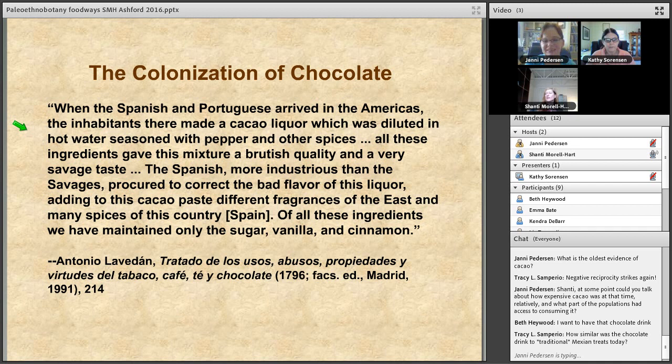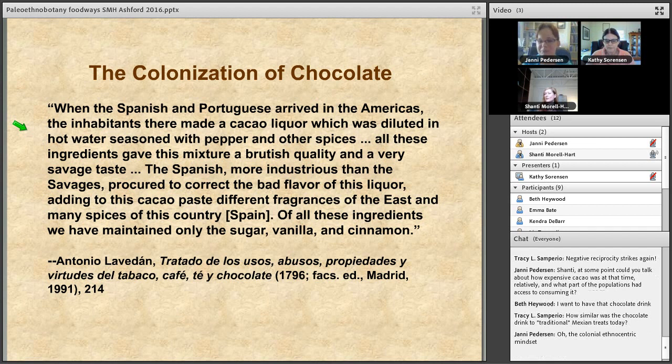So the idea here is that the cacao, as these savages in the Americas were producing it, was not quite good enough for civilized palates. So they had to colonize it in very specific ways and make it palatable to the rest of the world, thus removing the brutish or savage nature of the chocolate.